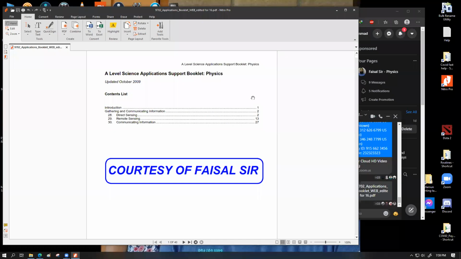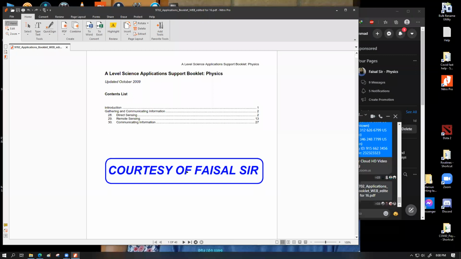It has all the necessary stuff for the last part of your syllabus, the way I progress the syllabus. In essence, these three chapters which you're going to see over here, direct sensing, remote sensing, and communication information, are three different worksheets as well.